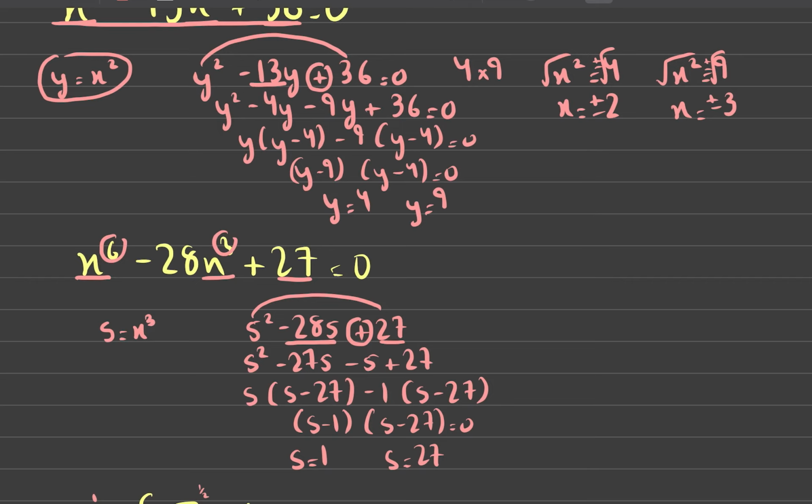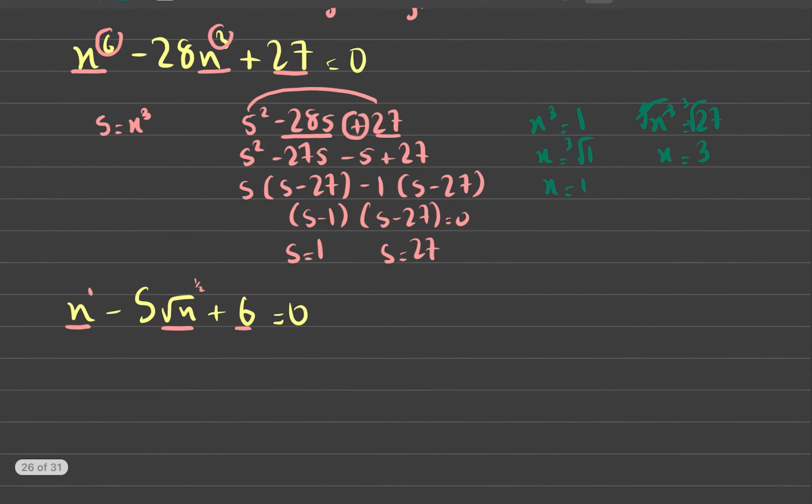Now, s was actually what? x cubed is equal to 1 and x cubed is equal to 27. So if I cube root 1, x will be 1. If I cube root 27, x will be 3. Do you get this? Let's do one more question.